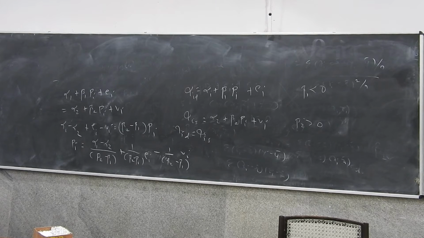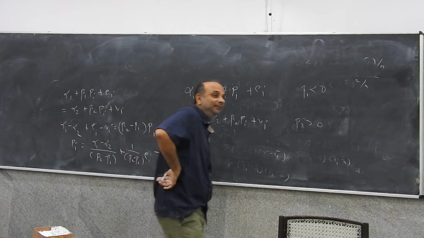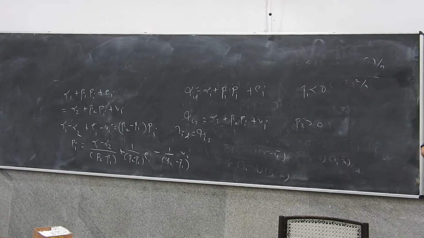So PI now depends upon EI as well as VI. Right? And similarly, QI will also depend upon EI and VI. This is called the reduced form, where I've got all the endogenous variables on one side and all the exogenous variables on the other side. So what I've done is, I've written the price equation in a reduced form. The moment I write it in a reduced form, what do I get? I see clearly that PI depends upon EI as well as VI.